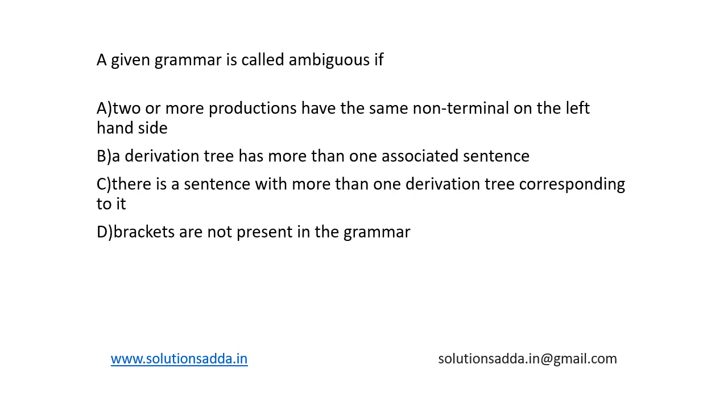So going by the options, option A, two or more productions have the same non-terminal on the left-hand side. This is not the criterion. A derivation tree has more than one associated sentence. This is not at all possible. Using a particular derivation tree, we can generate only one sentence. So this option is also wrong. There is a sentence with more than one derivation tree corresponding to it. Yes, this is the option which satisfies the criterion of having more than one parse tree. So option C is the correct answer.